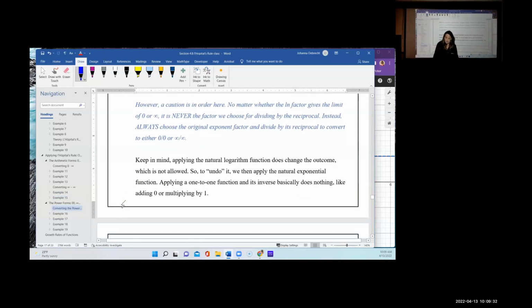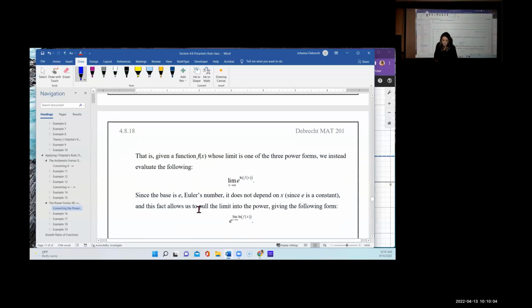A word of caution: when we take the natural log and we pull that power to the front, that's going to give us the form of 0 times infinity. Then we have to choose one to move. In this case, it's not a choice. You never move the natural log. You always leave the natural log in the numerator. You always move the power. So the natural log stays, and you move the power by dividing by the reciprocal.